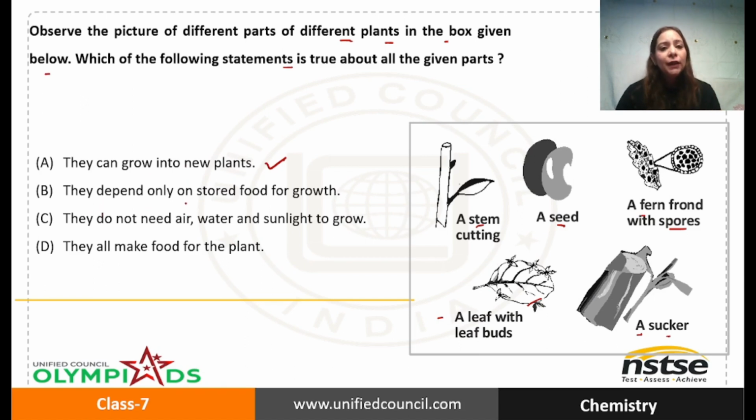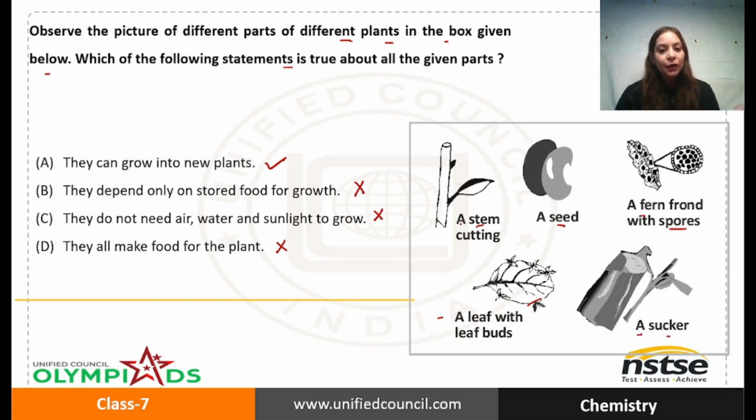Let's look at the second option. They depend only on the stored food for growth. No, all of them do not depend just upon the stored food for growth. They do not need air, water, sunlight to grow. Again, it is false. They need that. They all make food for the plant. No. We know that only the plants which are green, which carry chlorophyll, can photosynthesize and make food for the plant. So all of them can give rise to new plants.